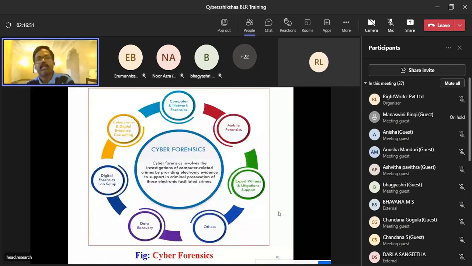And cyber forensics involves the investigation of computer-related crimes by providing electronic evidence to support criminal prosecution of these electronically facilitated crimes. Examples include computer network forensics, mobile forensics, expert witness litigation support, data recovery, digital forensics lab setup, and cybercrime and digital evidence consulting. These are the related terminology.